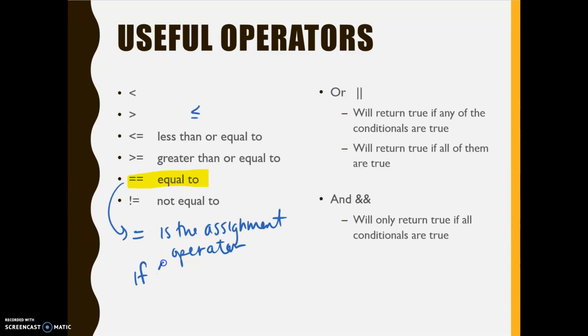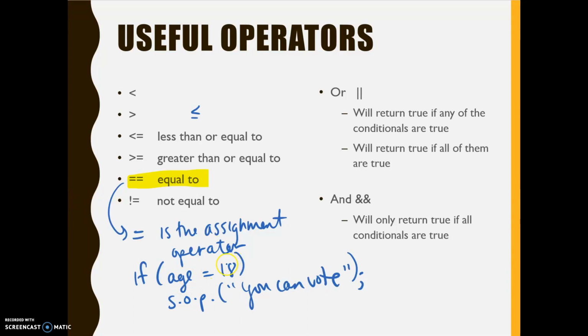They say, for example, if age equals 18, system.out.print, you can vote. All right, so what ends up happening here is that the computer will just assign the value of 18 into age, and then it will say, oh, okay, I did that, that worked, and it evaluates to true. So this will automatically execute. But that's not what we meant. We wanted it to check for equality, so we wanted to have the double equal sign, and that is a very common error we see.